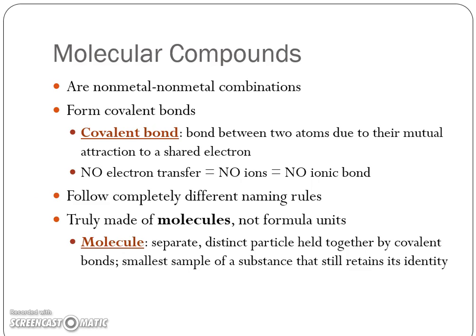They follow completely different naming rules, with those prefixes. Let's say these are truly made of molecules, not formula units. An ionic compound is made of a whole bunch of formula units stacked on top of each other. We'll look more into this, but these are truly made of molecules. A molecule is a separate, distinct particle held together by covalent bonds. So H2O can be by itself. It doesn't have to be attached to anything else. It is a distinct particle. I can have one H2O.